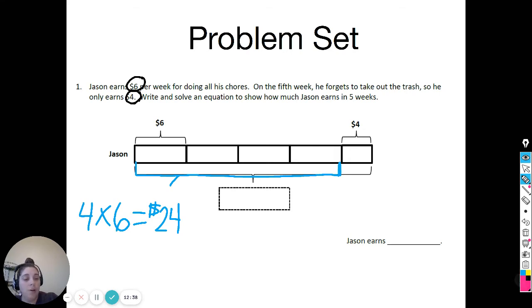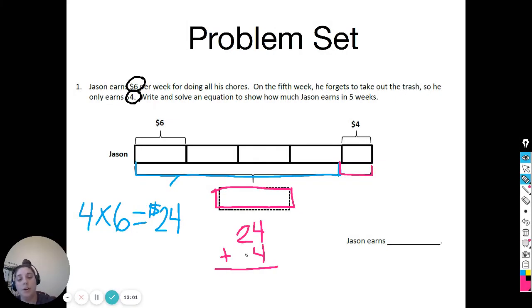Then we know that he earned $4 this week. So how much did he earn all together in all 5 weeks? Well, let's take our 24 that he earned in the first 4 weeks, add it to the 4 that he earned the 5th week.